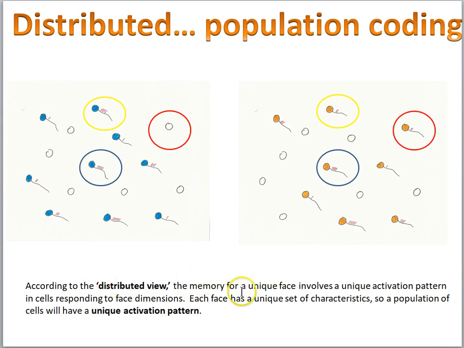So in the distributed view, the memory for a unique face involves a unique activation pattern in cells responding to face dimensions. Each face has a unique set of characteristics, so a population of cells will have a unique activation pattern. We've already seen that these two cells here might respond similarly if the faces have the same distance between the eyes. Here we have maybe the different width of the faces shown up in the differential activation here, and maybe these cells are responding to some other dimension. So face number 2 activates this cell a little bit, but face number 1 does not.